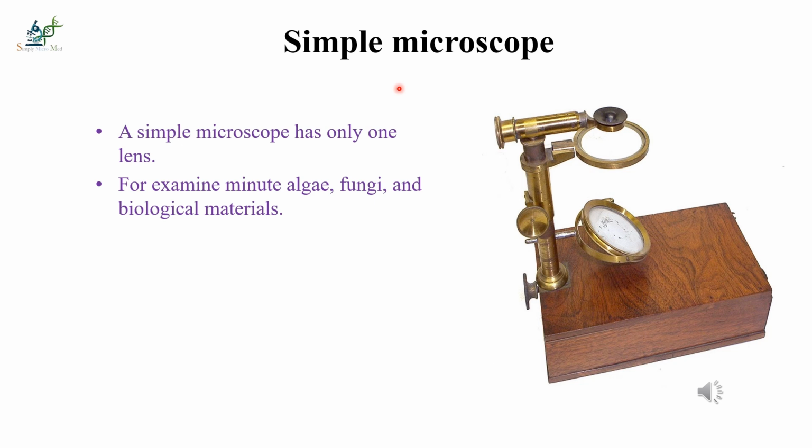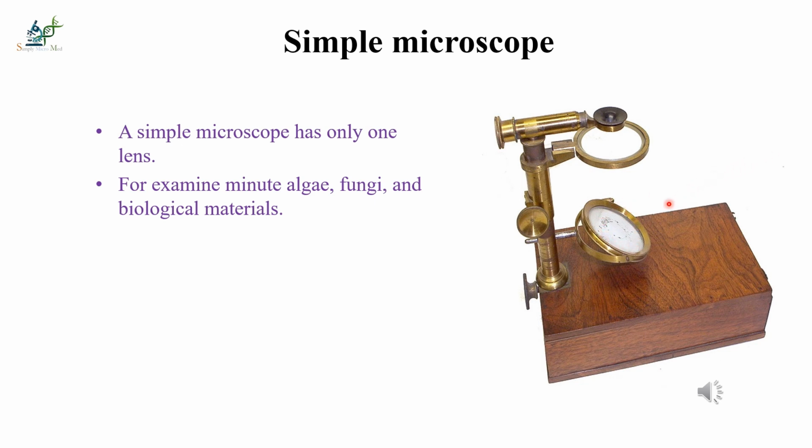Simple microscope, that means the name itself makes it clear. It is very simple. A simple microscope has only one type of lens. Here you can see this is the lens. Through the lens, we will observe the sample or specimen, and this is the sample-keeping area, or we can say this is the stage, and this is the light source. Here a mirror is used as the light source.